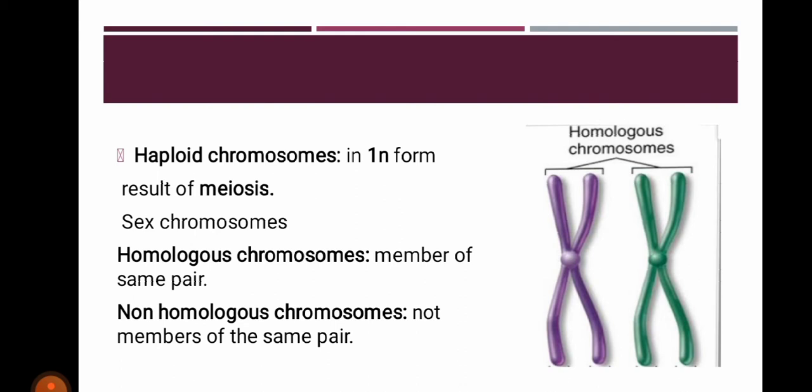Homologous chromosomes and non-homologous chromosomes are also types of chromosomes. In the case of homologous chromosomes, they are members of the same pair, while in the case of non-homologous chromosomes, they are not members of the same pair. In the picture you can see it is a pair of chromosomes, and they are homologous chromosomes because they are members of the same pair.